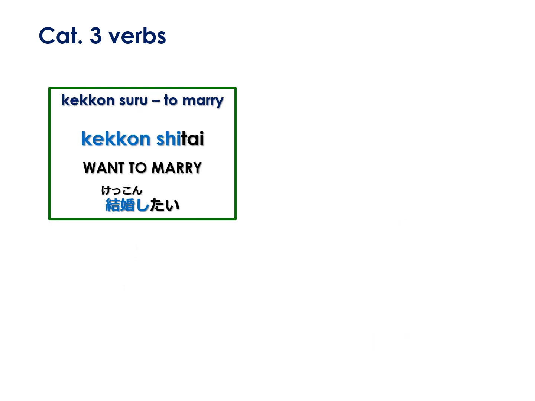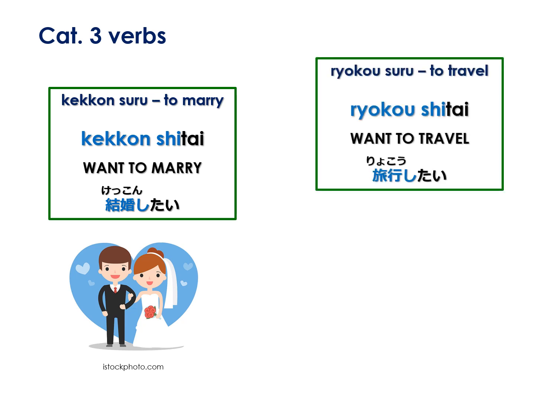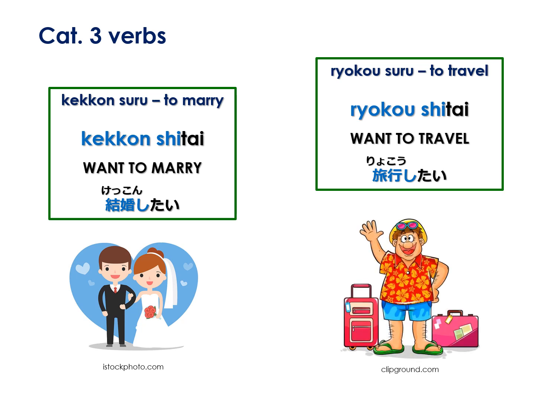結婚する means to marry, and 結婚したい means want to get married. 綺麗な女と結婚したいです。I want to marry a beautiful woman. 旅行する means to travel, and 旅行したい means want to travel. 世界中を旅行したいです。I want to travel the whole world.